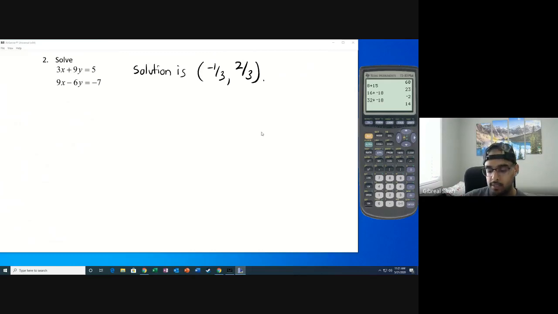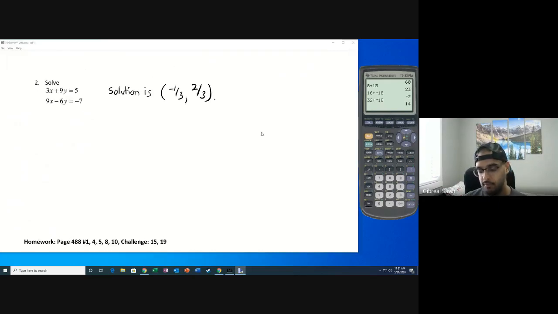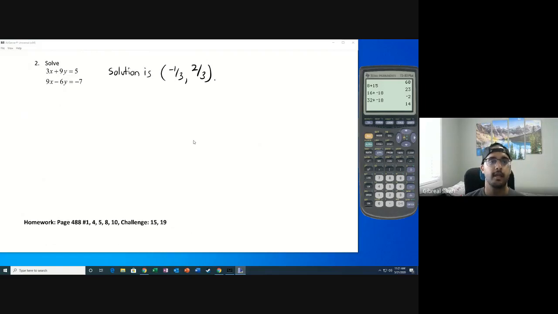So you do have that solution key. I'll make sure it's posted. If you do want to try it and need to see all the steps and the work, I'll make sure that is there as well. But that is our second algebraic method. So the next time we see each other, we'll be talking about how to solve some problems using either method.